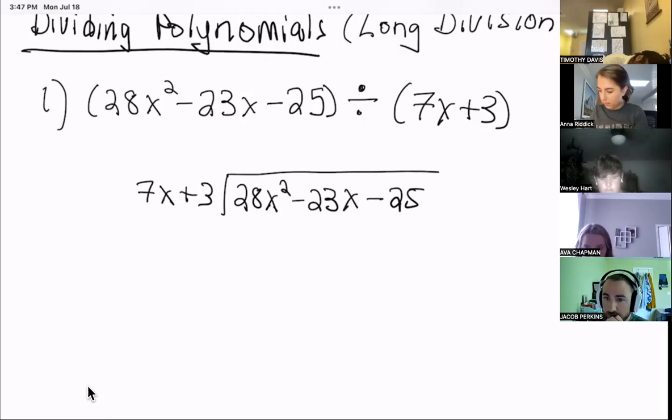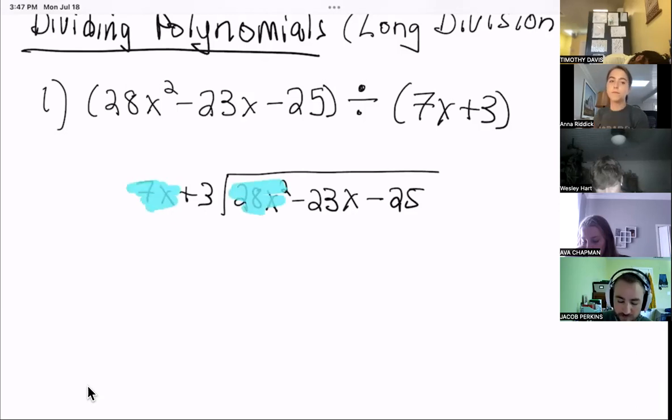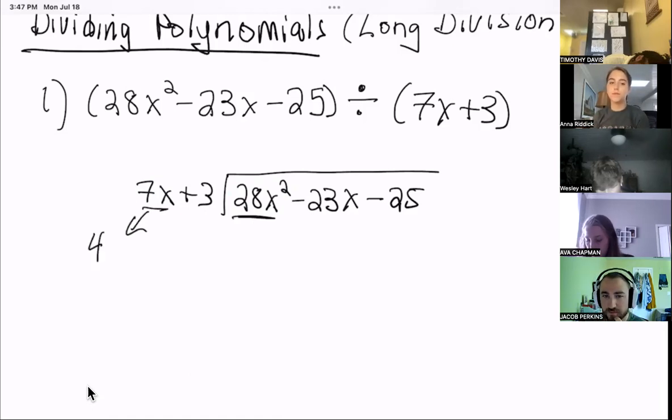The first thing that's sort of different about doing it with these is we have to match this. We have to get 28x squared perfectly from 7x. At the beginning, we don't look at the 3. We look at 7x and we look at this, and I ask myself, what do I multiply 7x by to get 28x squared? Forget the 3. This is what I have. This is what I need. What do I multiply this by? Well, it'd have to be a 4 to get 28, right? And an x to get 28x squared. So you line it up with your x.